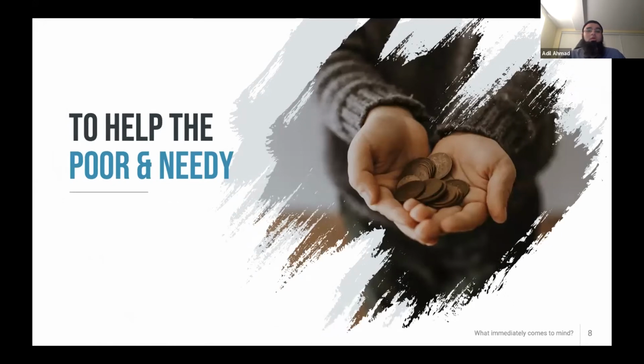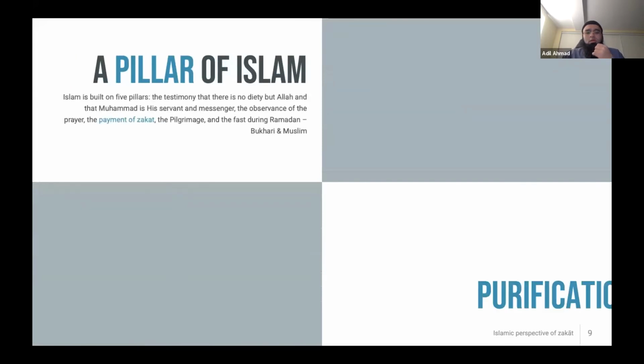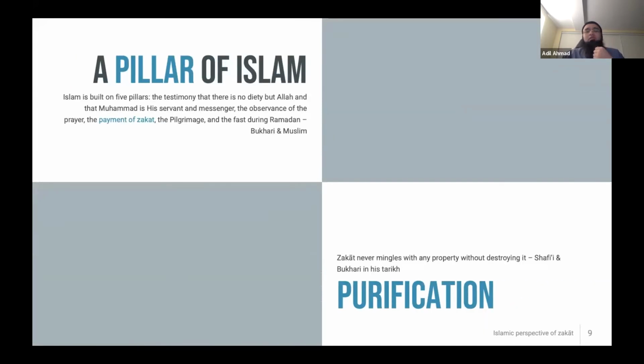In what capacity do we help them? We know that Zakat is meant to support these people. And sometimes it escapes our mind who else zakat is meant to assist. So one very important aspect is to help the poor and the needy of this ummah. Now, what does Islam actually have to say about it?